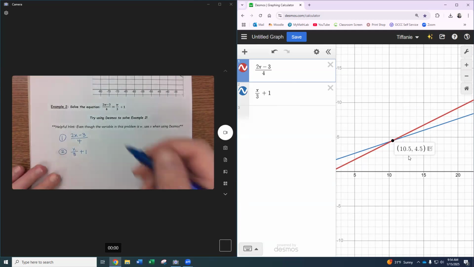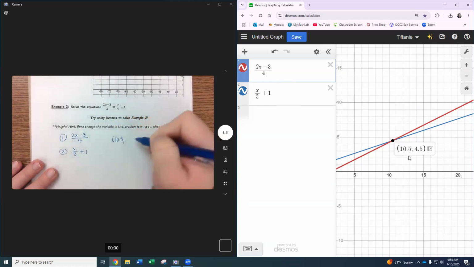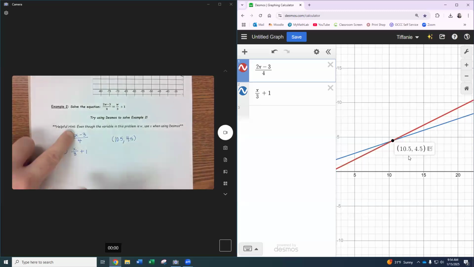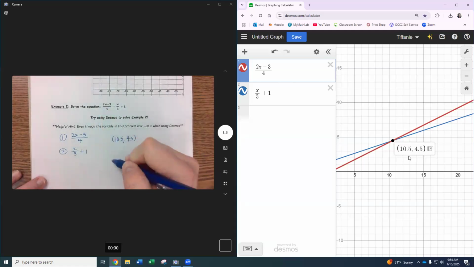So here in Desmos, we get the ordered pair 10.5, comma 4.5. Because we typed in using x, my answer here is this x coordinate. And so if I'm actually solving, the variable we were solving for wasn't x, it was w. So I would say that w equals 10.5.